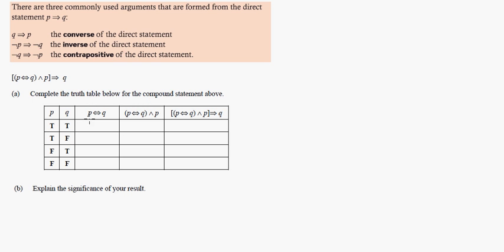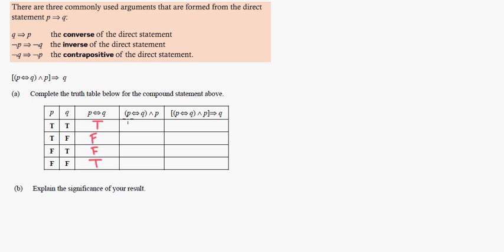Okay, so the way you do these truth tables is you just do one column at a time. So P then Q. Well, remember, for P then Q, the only ones that are true are true, true, and false, false. So these are going to be false.